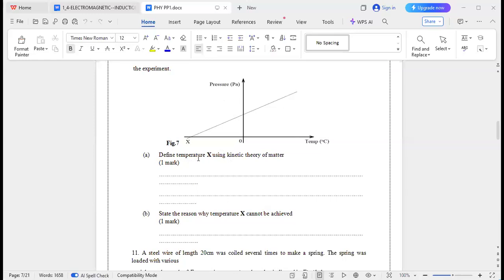Remember, X is called absolute zero temperature. And we have so many definitions of absolute zero temperature. One of them being that this is the temperature of a gas whose volume is assumed to be 0. But now that volume being 0 is not kinetic theory of matter.